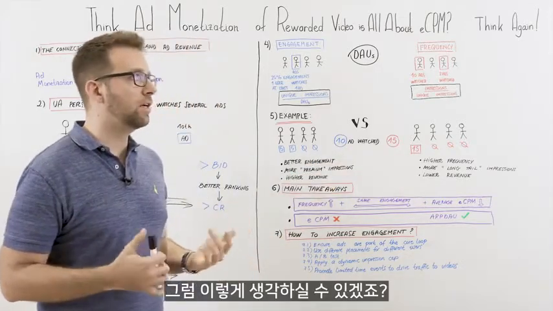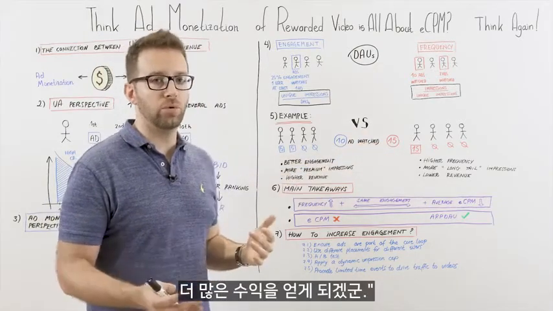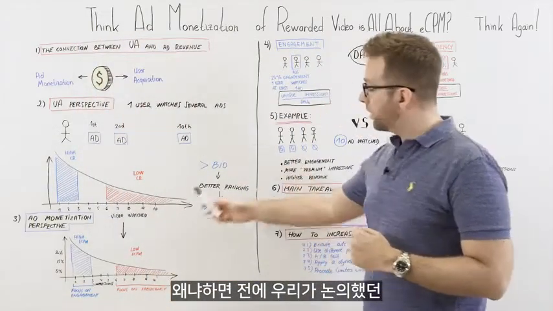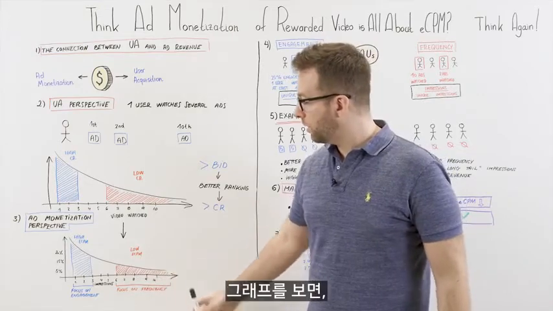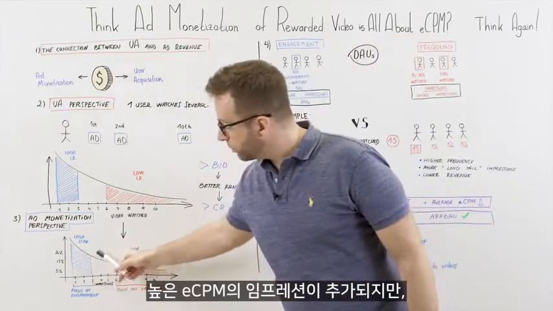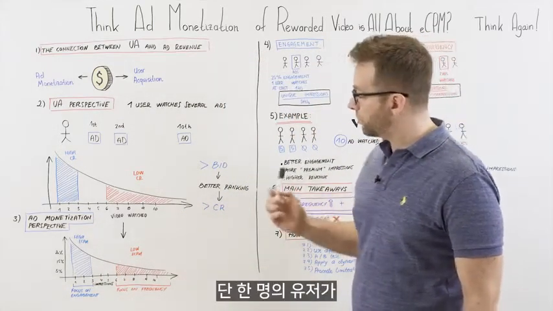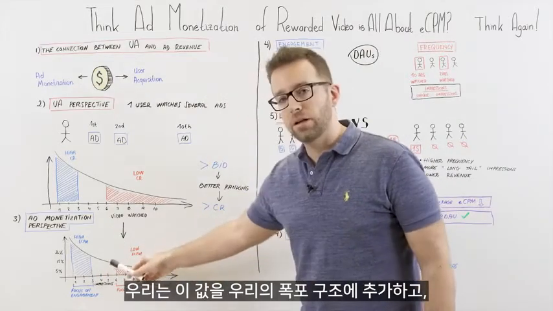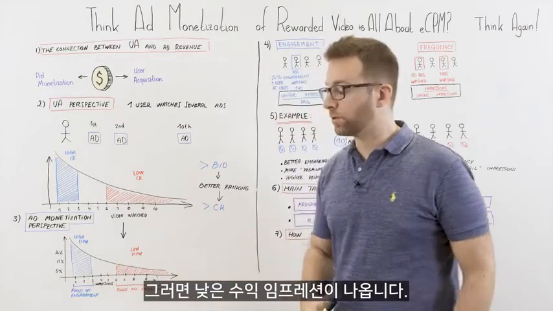So you might think, well, in this case, more videos are watched and more revenue we will get. This is actually not the case, because if we look at the graph we were speaking about before, we can see that in the first case we are adding impressions with high eCPM, whereas in the second example, just 1 user is watching many ads. So we are adding this value to our waterfall, so low revenue impressions.